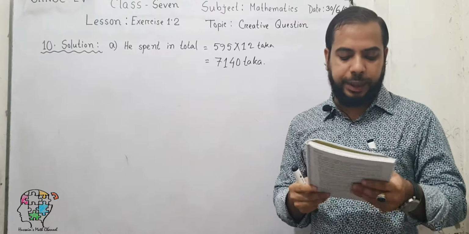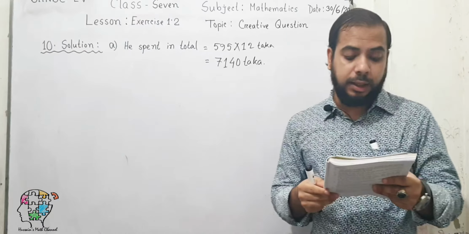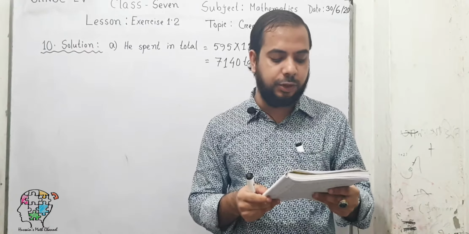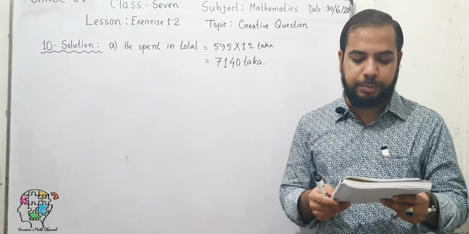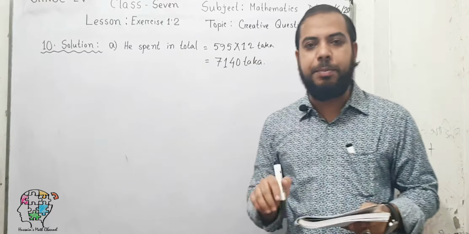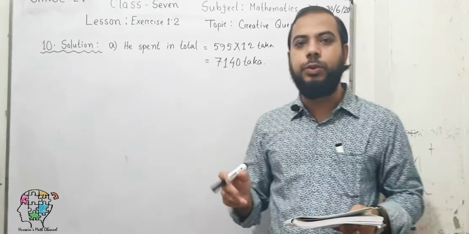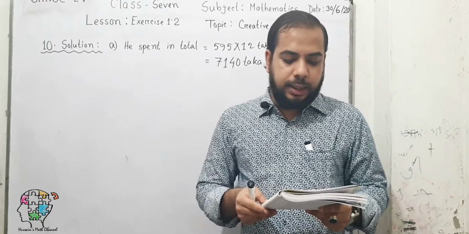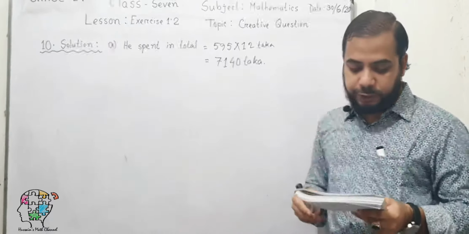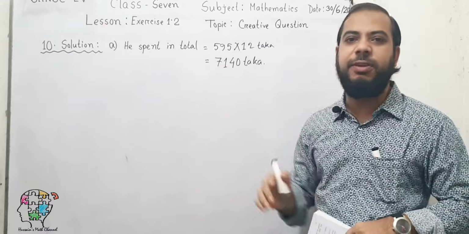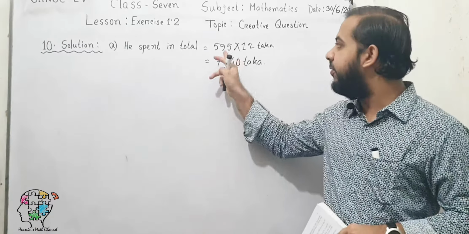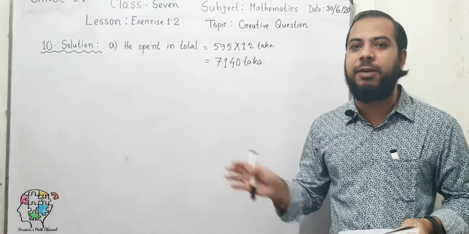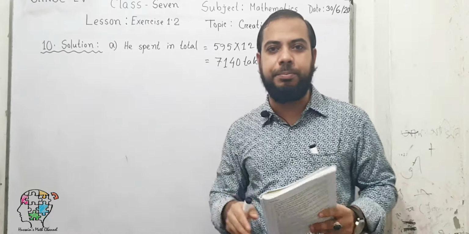Now, question number B. How much money of the plants will be left if number of plants in each row of the garden is equal to number of rows? That means number of plants will be equal to the number of rows of the garden. That means we have to check if 595 is a perfect square or not. If 595 is not a perfect square, then how many plants are left after arranging them in a square shape?